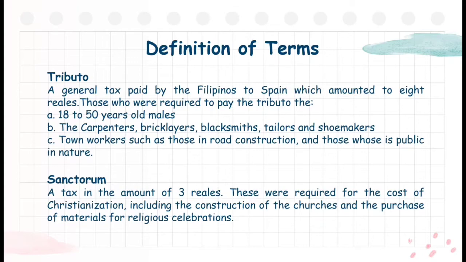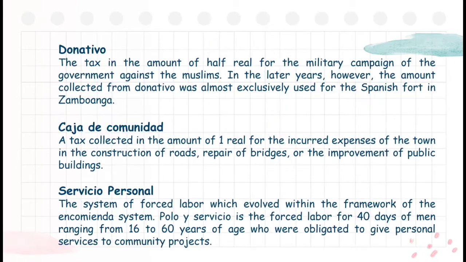Second is the sanctorum. Sanctorum was a tax in the amount of 3 reales. These were required for the cost of Christianization, including the construction of the churches and the purchase of materials for religious celebrations. Next, we have donativo. This is the tax in the amount of half real for the military campaign of the government against the Muslims.